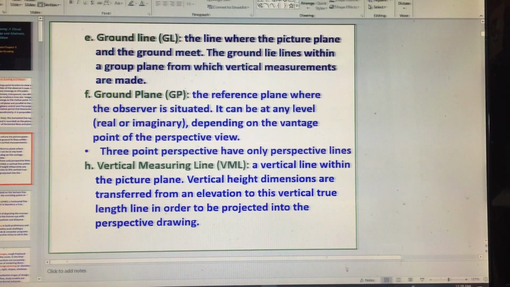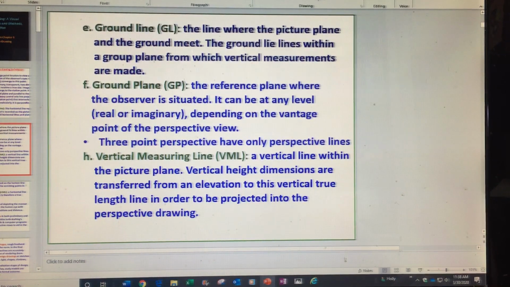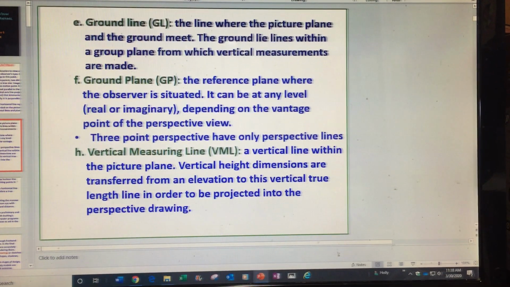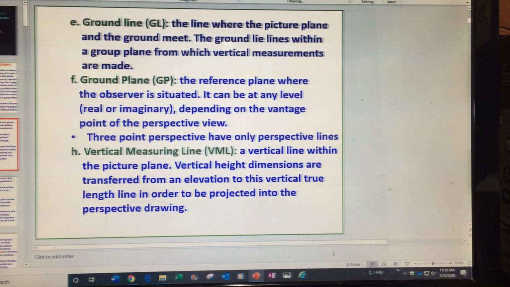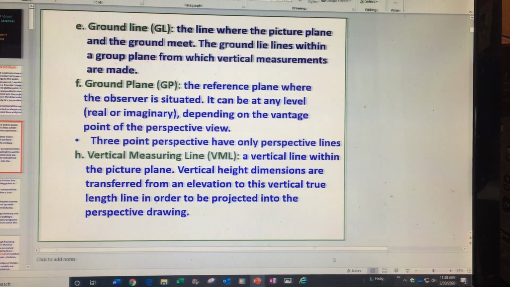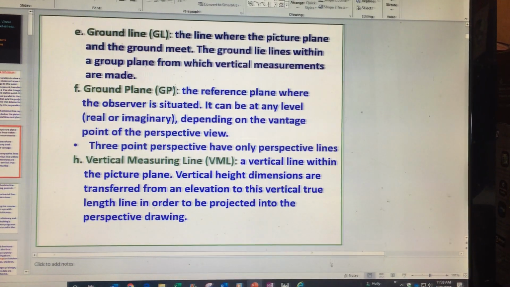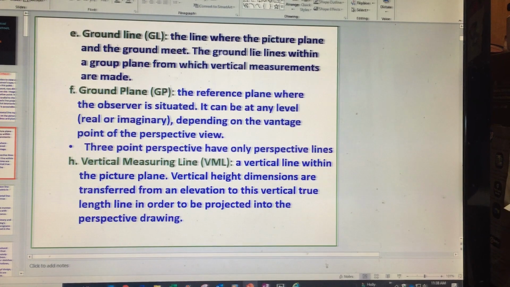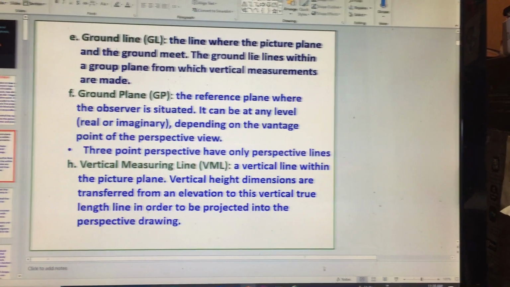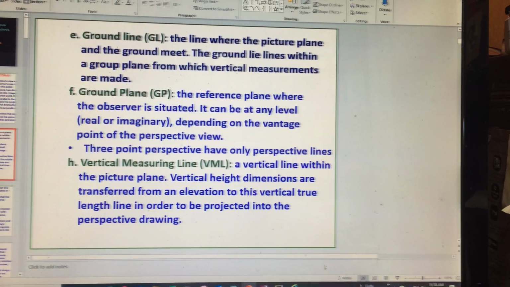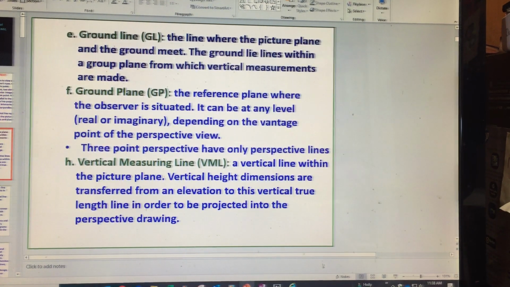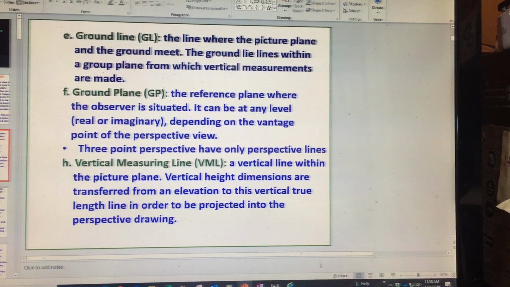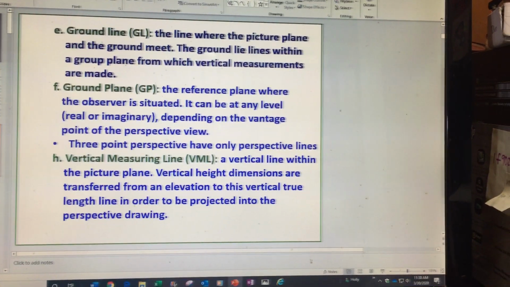Another definition you need to know is the ground line, the one where you stand on the floor to look at the object. Then the ground plane means the plane where you start, depending on the vantage point for the perspective, and you can figure out where you need to start. The 3-point perspective has only perspective lines. So where you stand and what covers everywhere around that, you call the ground plane.